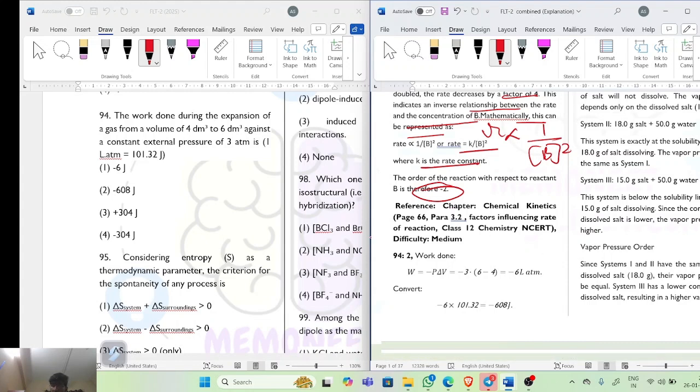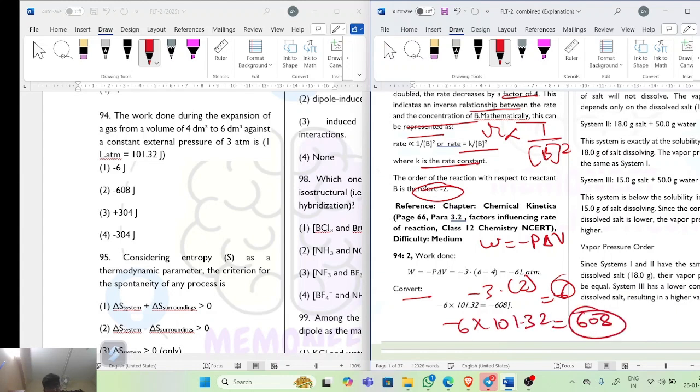So we know work done is equal to minus P delta V. So it comes out to be -3 into (6 minus 4), which is 2, meaning -6 atm. Now we'll convert atm to joule. Means -6 into 101.32, which approximately comes out to be -608 joule. So option number 2 is our correct answer.